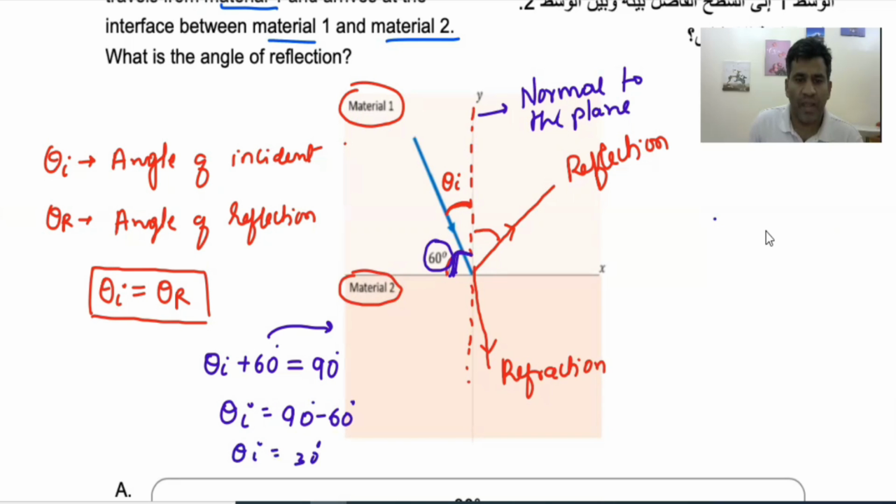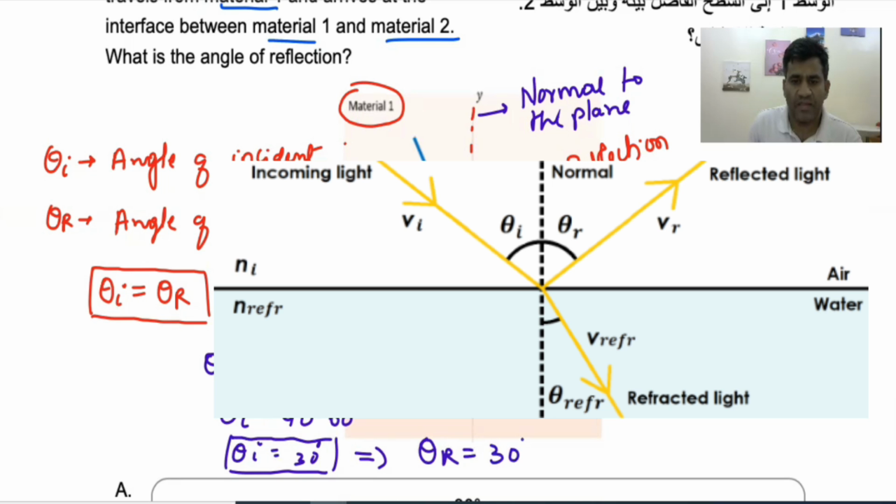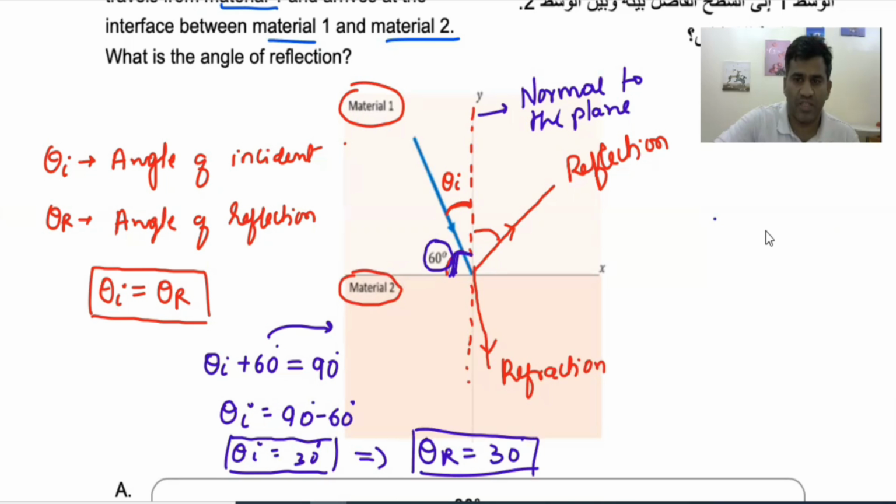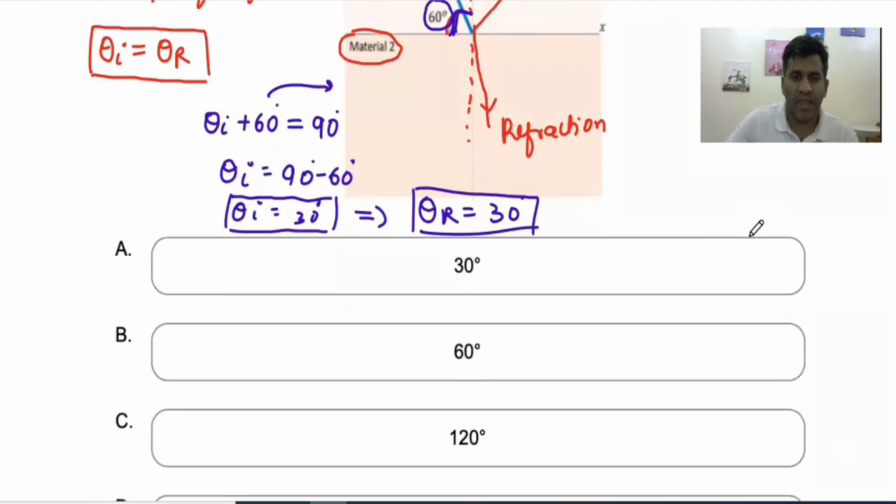And I told you the angle of incidence is the same as the angle of reflection. So from this I can conclude that the angle of reflection is also equal to 30 degrees. This is the angle of reflection here, and which is the answer choice given to us. A is the right answer because the angle of reflection we got is 30 degrees.